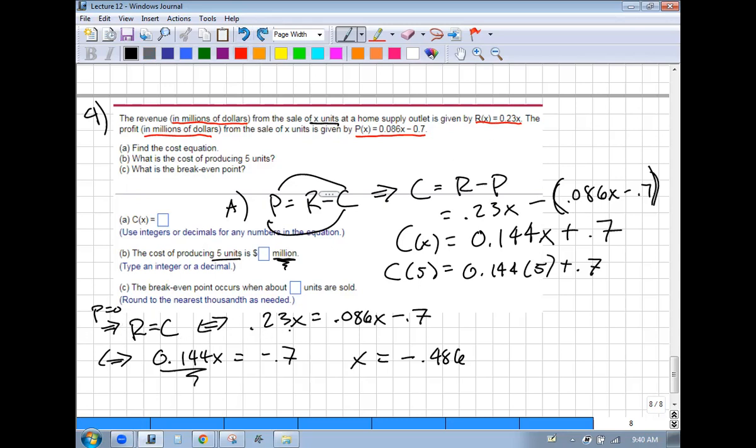Let's see, here's the revenue. Here's the cost. 0.23 minus 0.086 is equal to that. So X is negative point... the break-even point. What am I missing here? We can't get a negative units, right? That doesn't make any sense.